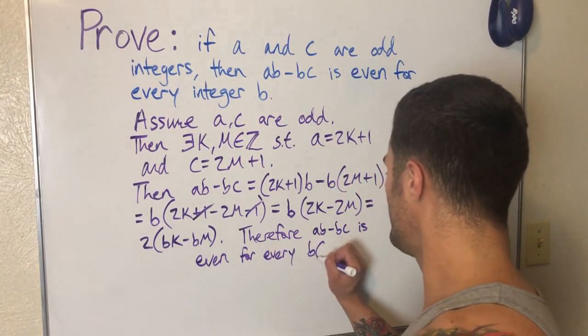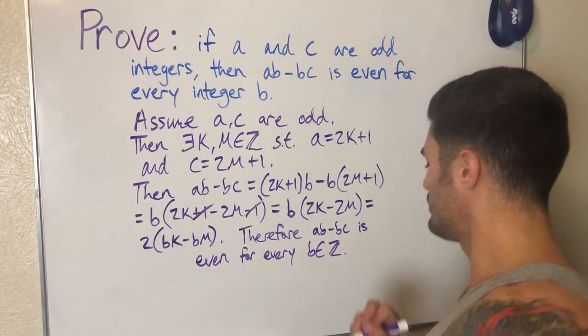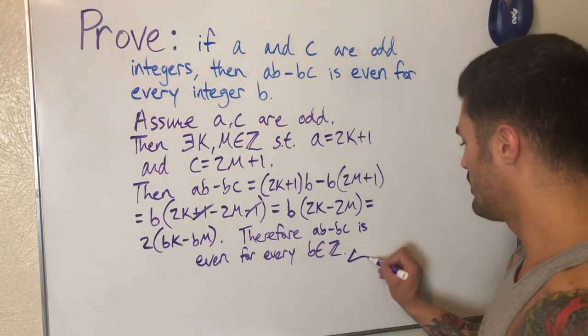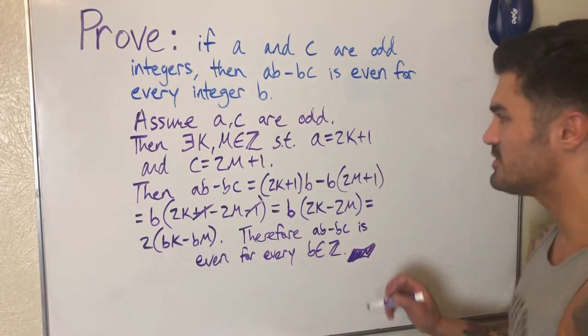And I'll write for every B belonging to the set of integers. Here we go. All right, I think this is good. Hopefully this makes sense. Let's go back.